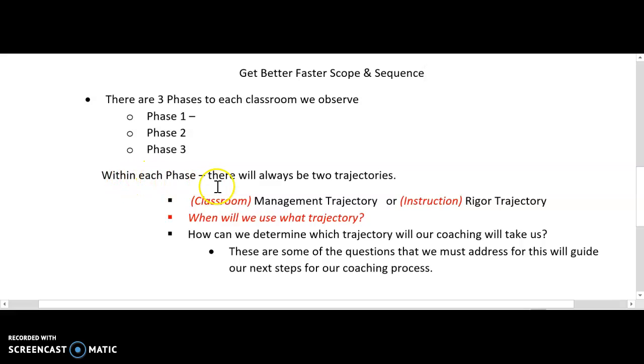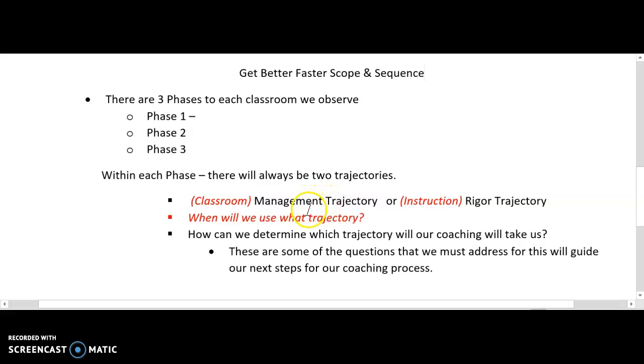Within each phase, there are always going to be two trajectories, meaning there are two ways to look at a class and its phases. One is the management trajectory, which usually refers to classroom management, and the other is the rigor trajectory, which refers to instruction. If we deem that the class needs more on the rigor trajectory, it's going to be instruction related, whereas the management trajectory is how the classroom itself is being managed.